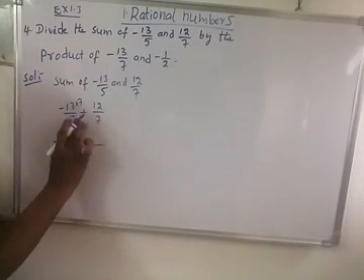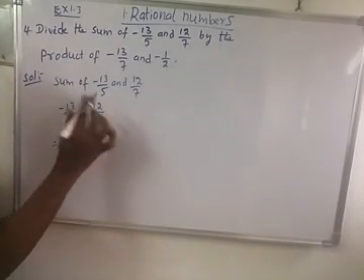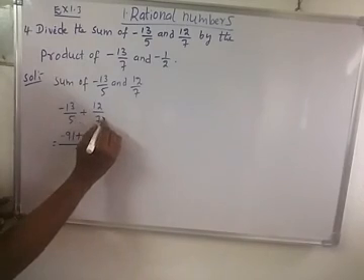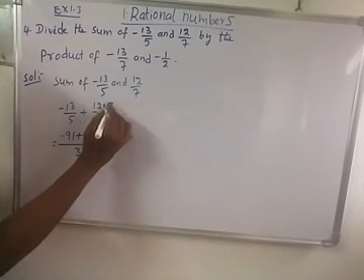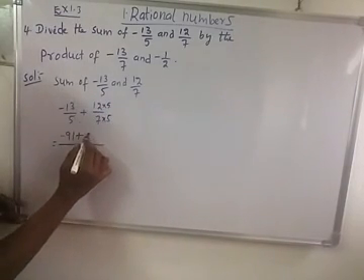7 is multiplied by which number to get 35? By 5. So 12 is also multiplied by 5. 12 fives are 60.